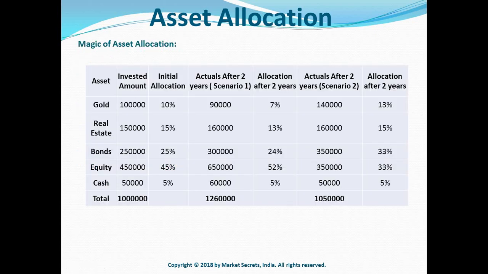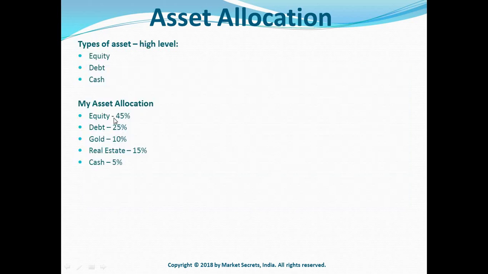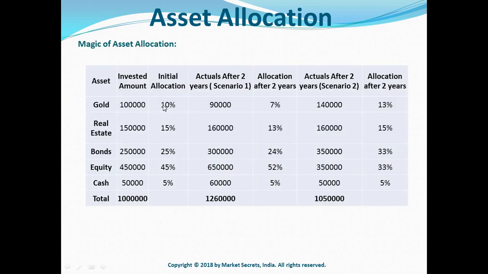So let's take an example. Imagine you have a portfolio worth 10 lakh rupees and you have invested based on the asset allocation mentioned in the previous slide. So your asset allocation should be in this particular format. With the 10 lakh amount, I have invested 1 lakh in gold and 1.5 lakh in real estate, 2.5 lakh in bonds and 4.5 lakh in equities. And let's say 50,000 I'm holding in cash.